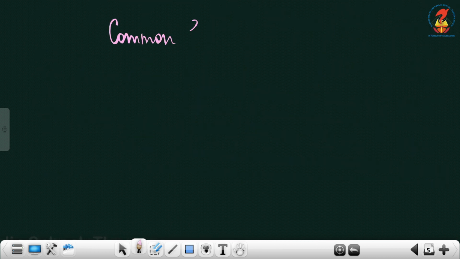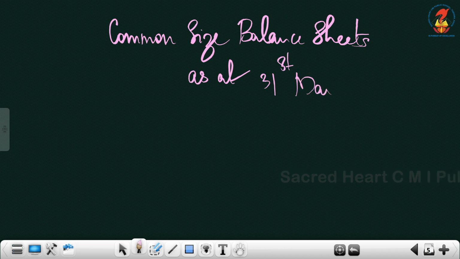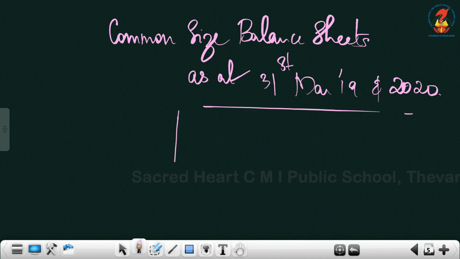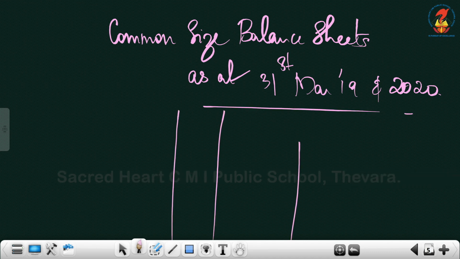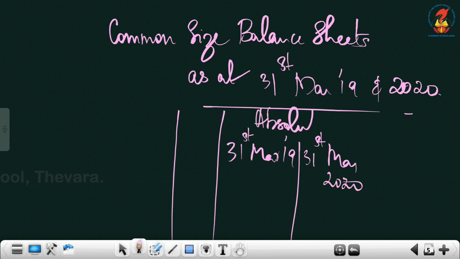Common size balance sheet, asset. What are the dates given? 31st March 2019 and 2020. They have given the name of the firm also. At least you write this. Particulars, note number, then absolute amount columns we have to divide for 2019 and 2020. This would be there in the question itself.